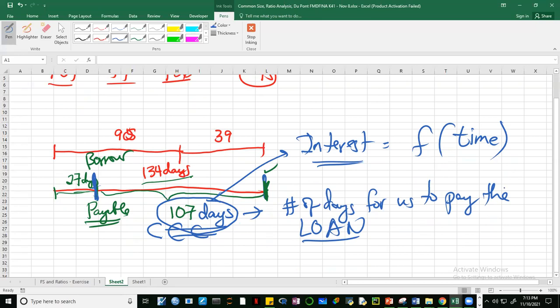Okay, pause muna ako, guys. Clear yan? Paki-chat please kung clear yung explanation natin sa cash conversion cycle.